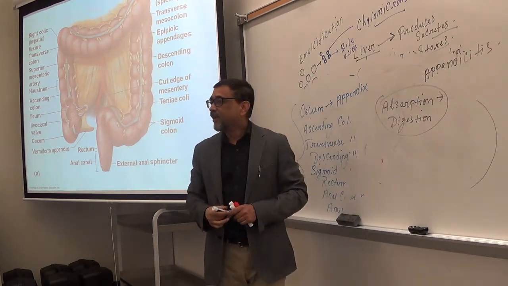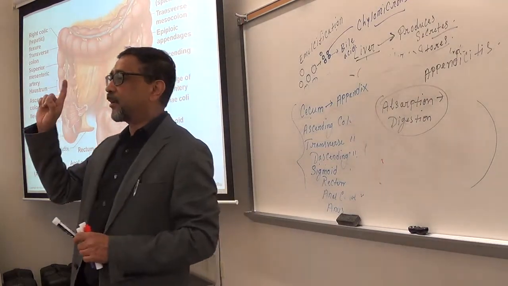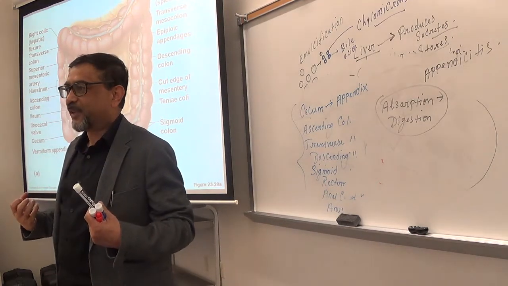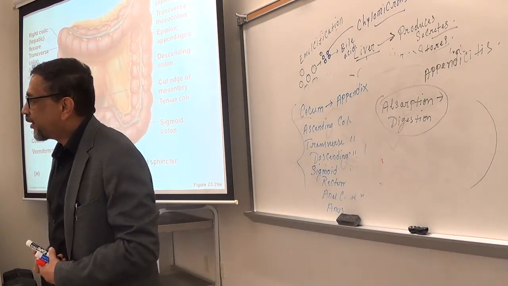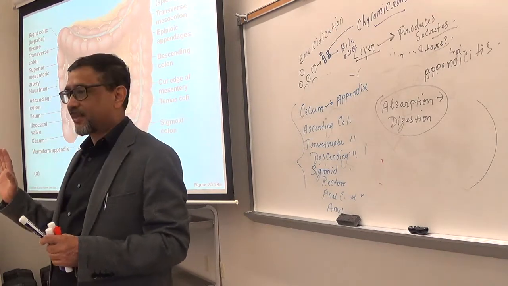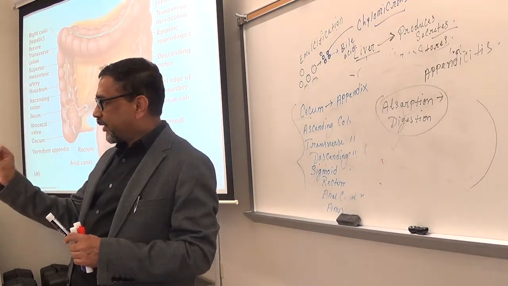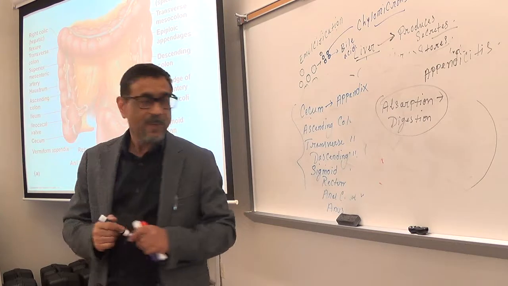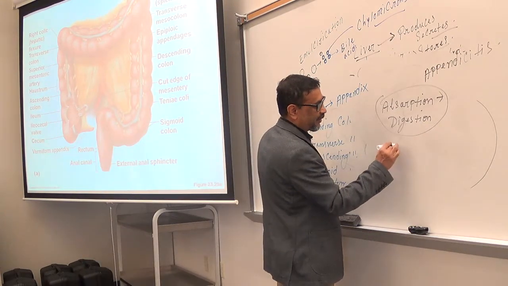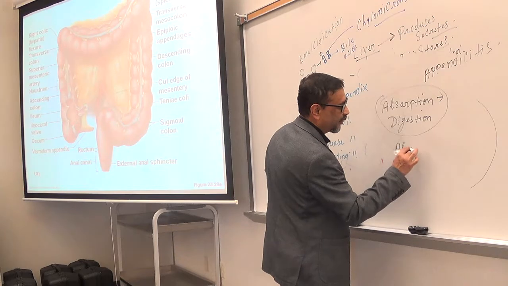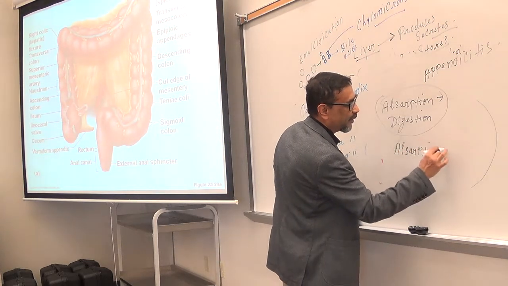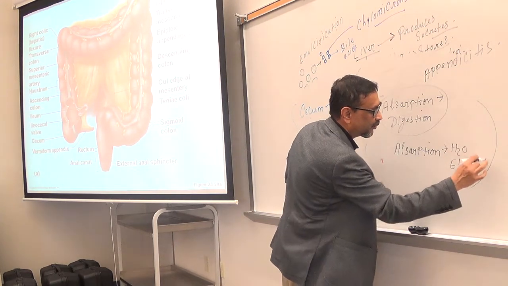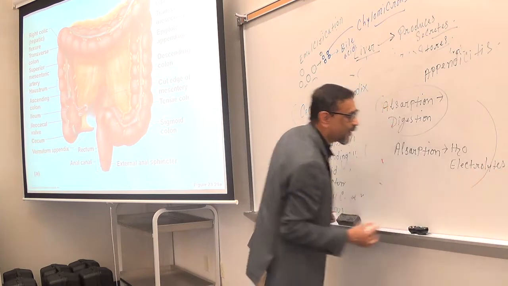Now if I ask you, what are the important functions of the large intestine? Nutrients are already absorbed in the small intestine. What do you have remaining? Water, electrolytes, okay? So most of the water and electrolytes are absorbed in the large intestine. Is it clear? So the large intestine absorbs water and electrolytes.